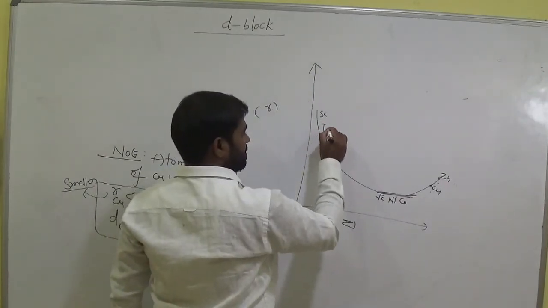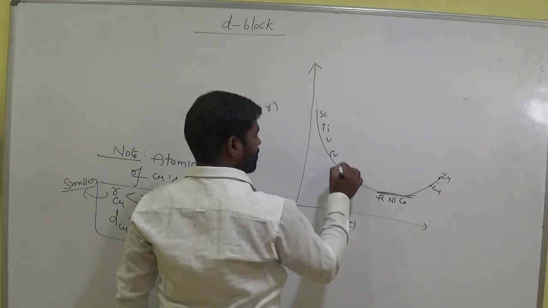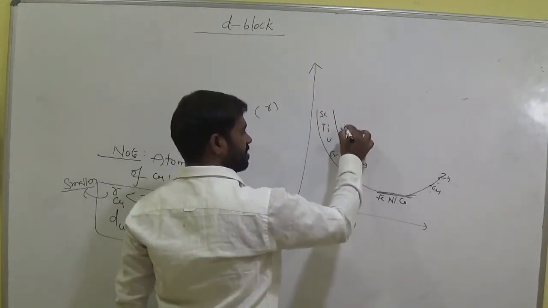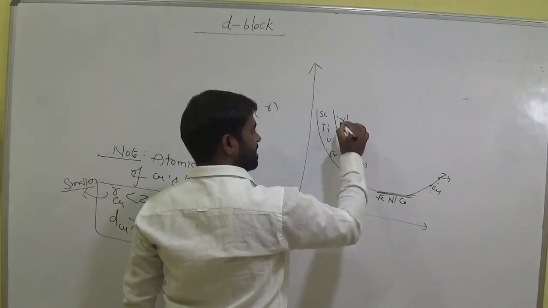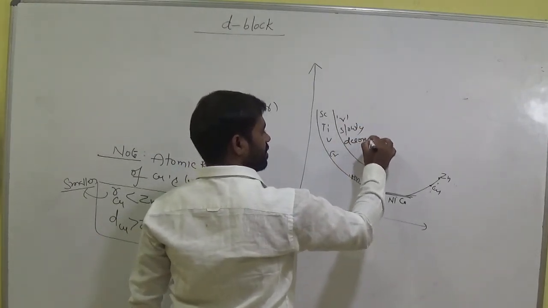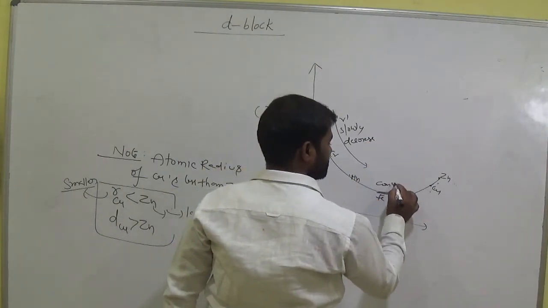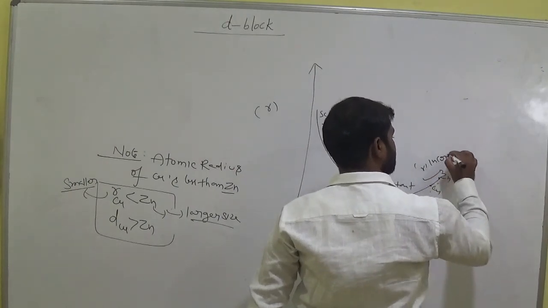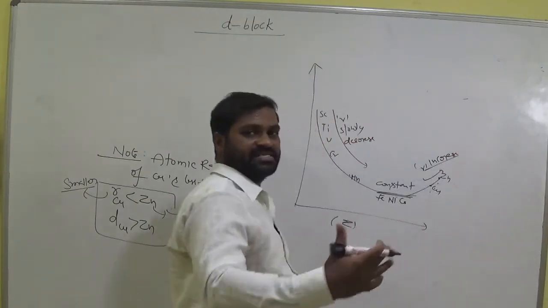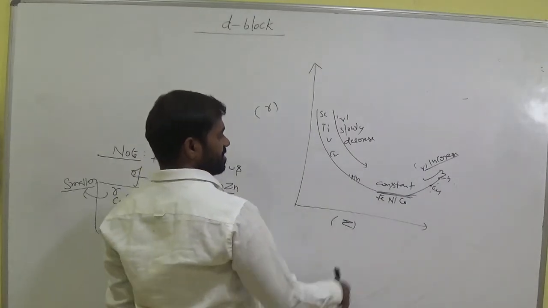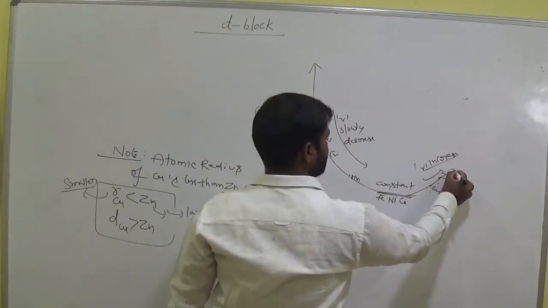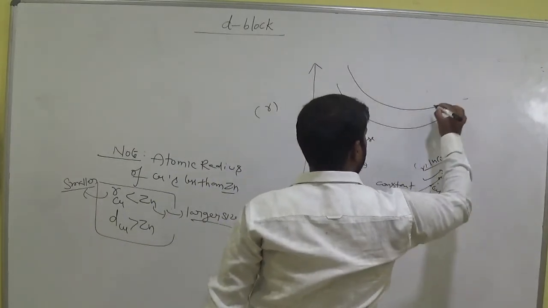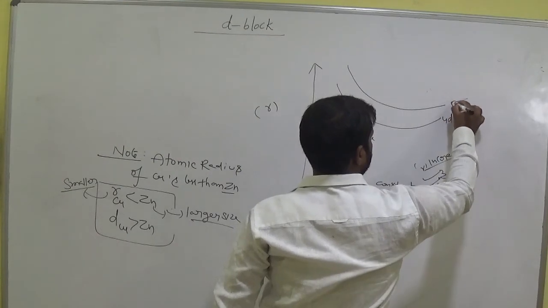And scandium, titanium, vanadium, chromium and manganese, the radius slowly decreases. Here it is constant. Again here radius increases. Radius increase means size increases. Okay, clear, mark this one. So this is the 3d transition series. Similarly we have the 4d and also the 5d series.